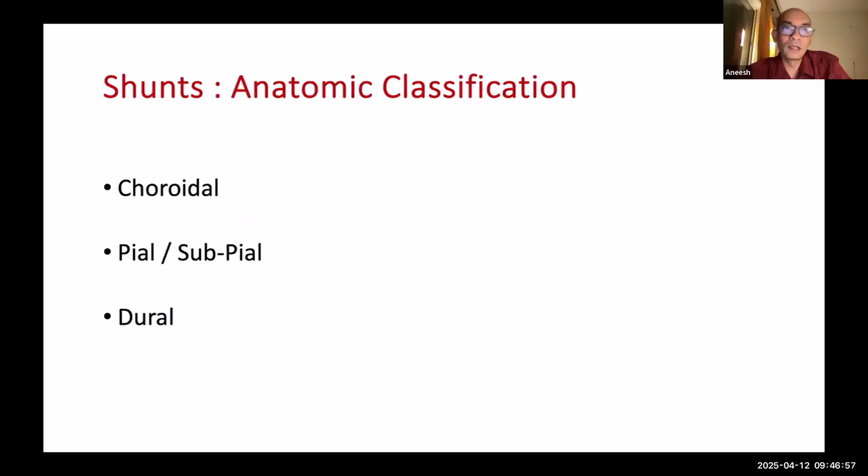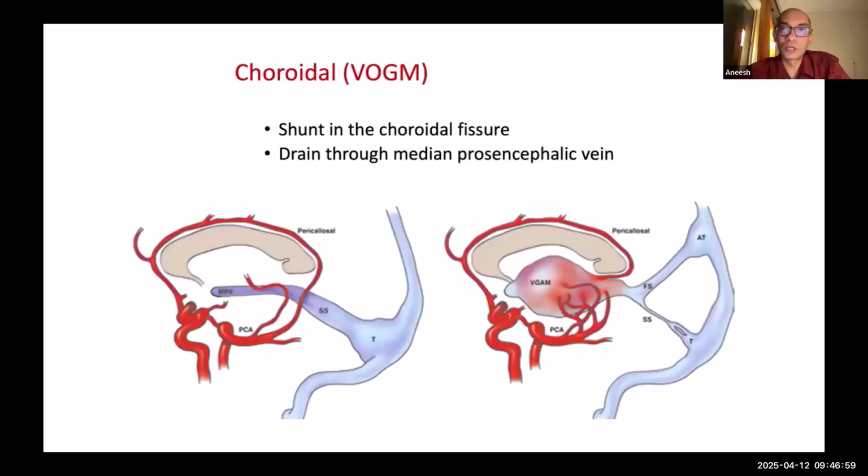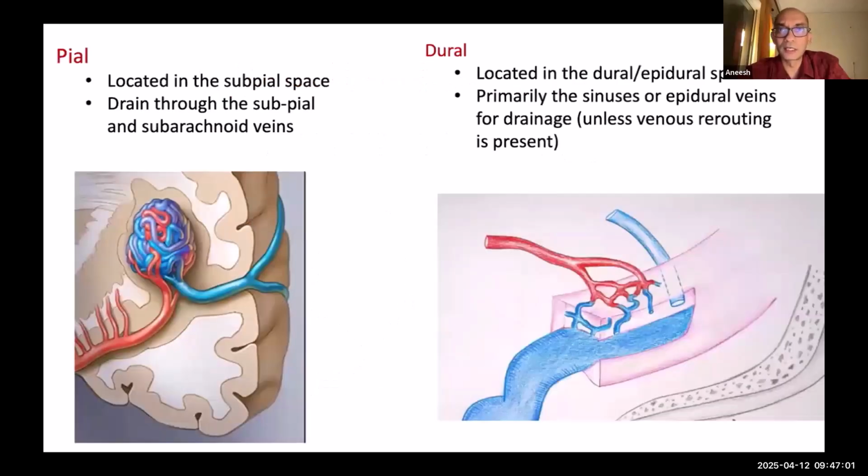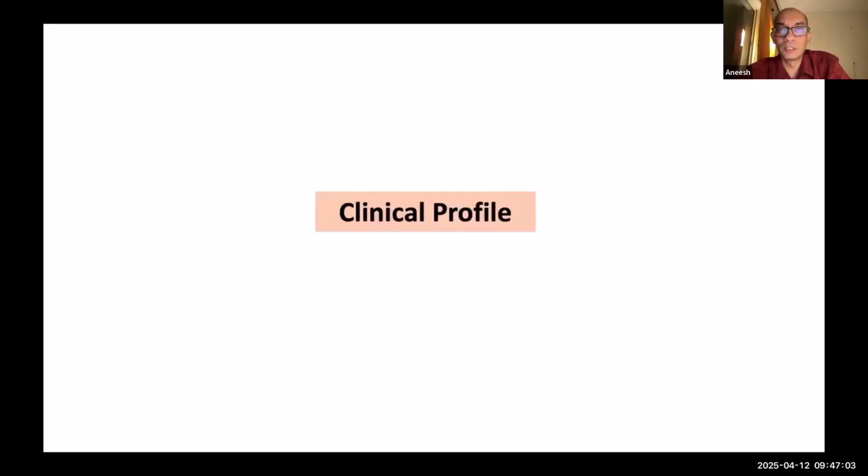Anatomy classified as choroidal, pial, or subpial based upon the location. I won't dwell upon these right now. I'll just go to the imaging.